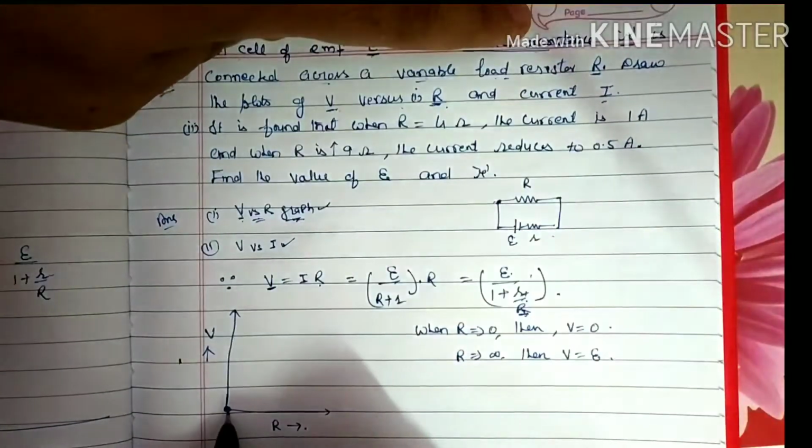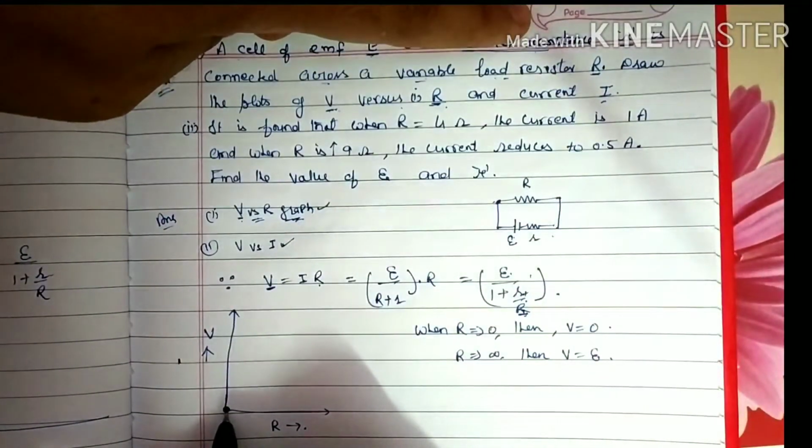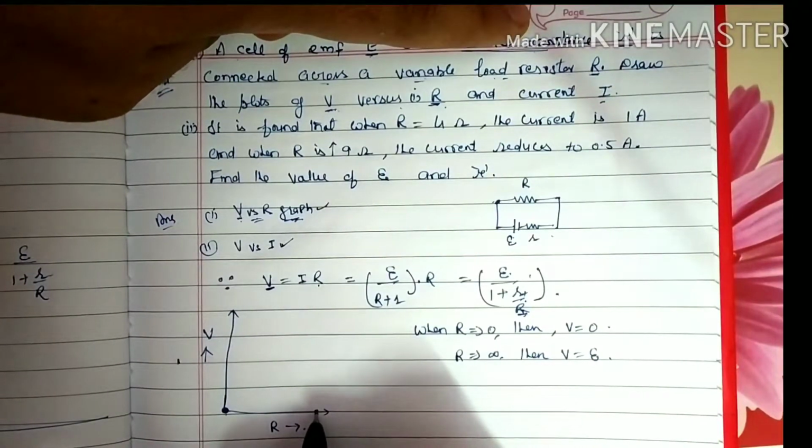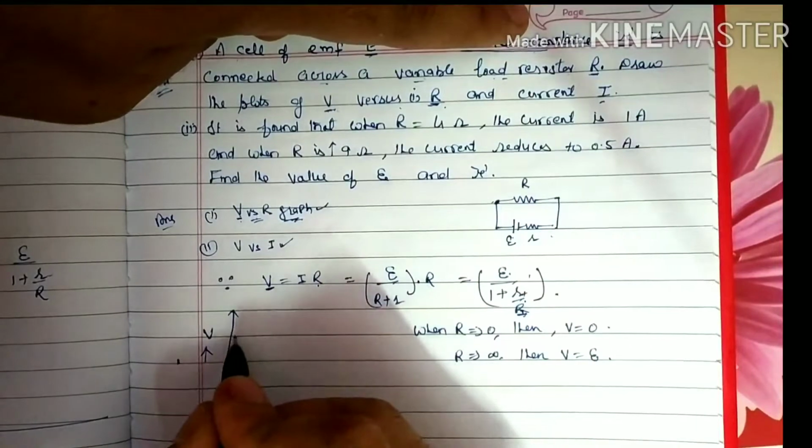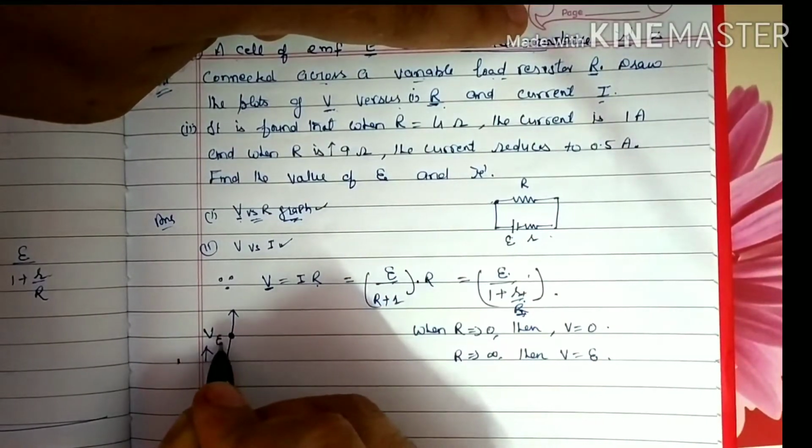So when R is equal to infinite, let us suppose here R is equal to infinite, then V is equal to E. So V is equal to a maximum of E.